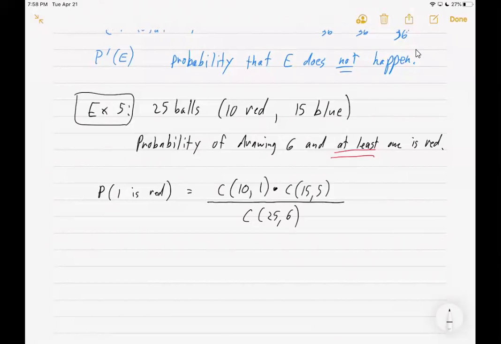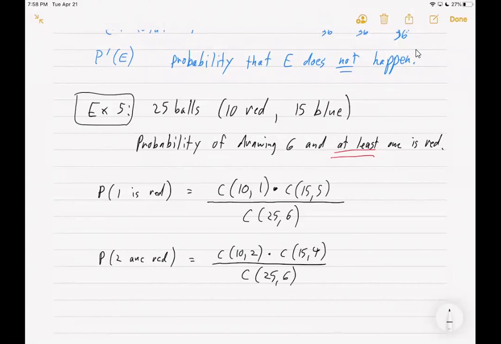But it says at least 1 is red. So if 2 were red, that would be just as good. So to find out that 2 are red, we could take the combination that from the 10 reds, we could pick 2 of those. And then from the 15 blues, we would have to pick 4 of those. And that would be out of the total number of possibilities of picking 6 things from 25. Then that would give me the probability that 2 are red.